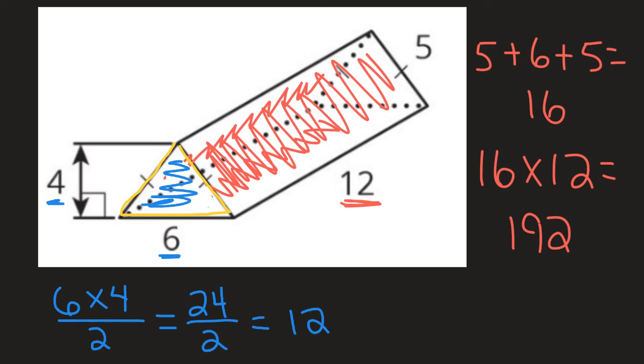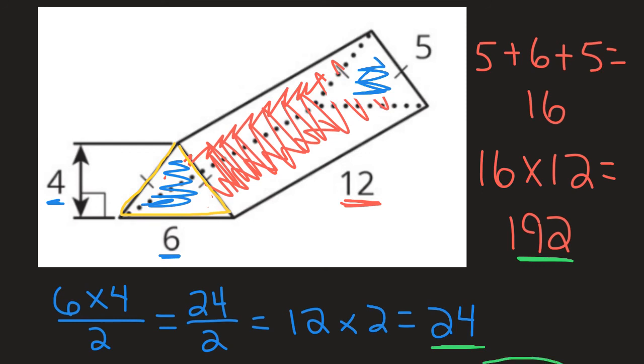But there are 2 bases here, so I need to make sure that I'm going to multiply this by 2 to get the 2 bases in, which is 24. And then to finish up, I'm going to take the area of the outside faces, which is 192, and I'm going to add that to the area of the bases, which is 24, and that comes out to be 216 units squared. For assessments, just type in 216.